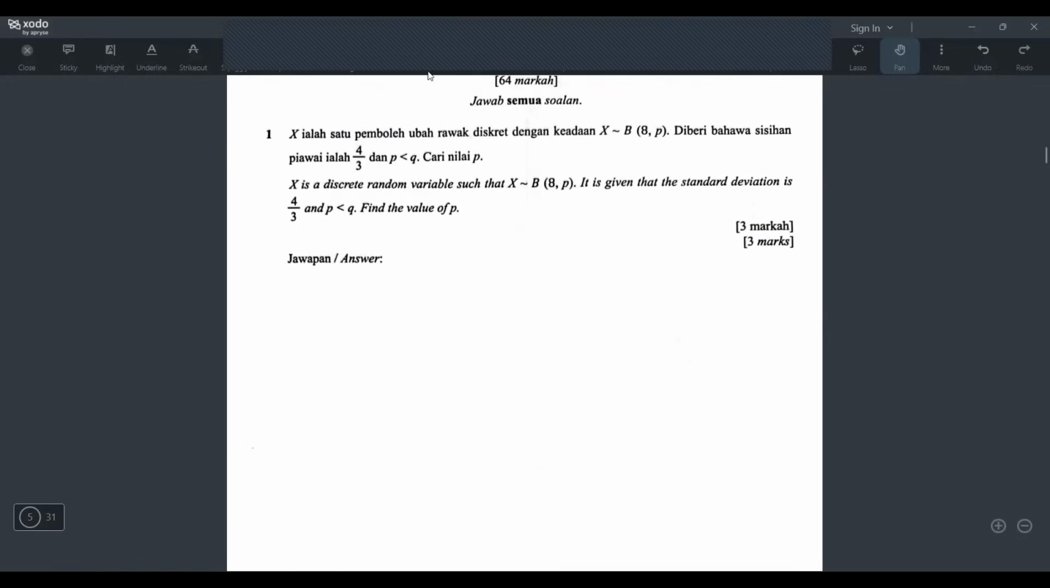Question number 1. This is a probability distribution question, so we have to know probability distribution. The question can come out for binomial distribution or normal distribution. If you read the question, they say X is a discrete random variable such that X ~ B(8, p). It is given that the standard deviation is 4/3 and p is smaller than q. Find the value of p. Let's look at the first information here. If they say X ~ B(8, p), you need to know that this B stands for binomial. It means this is a binomial question.